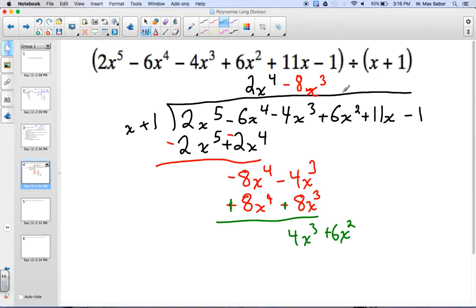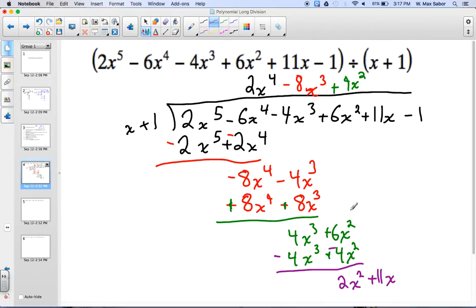Just like normal long division, this takes a long time. How many times does x go into 4x cubed? Well, it goes in 4x squared times. 4x squared times x is 4x cubed. 4x squared times 1 is 4x squared. Make both of them negative. And these subtract to 0, these subtract to 2x squared. Carry down the next term.